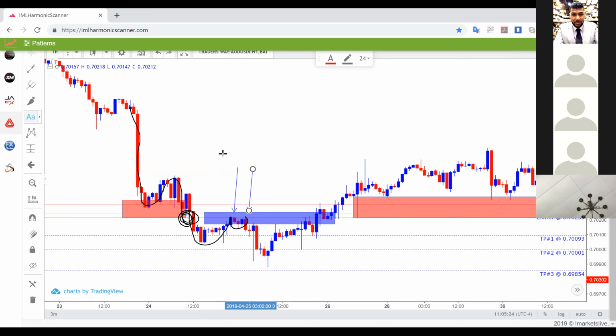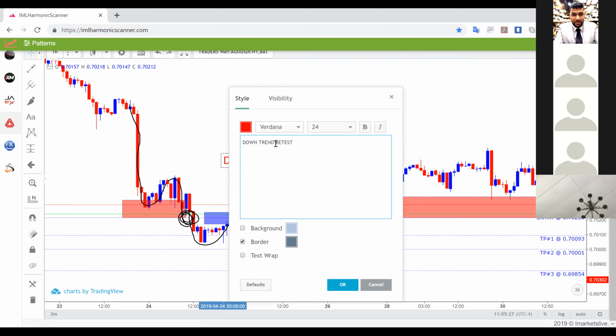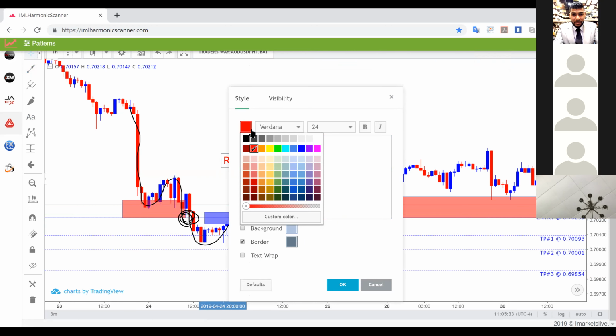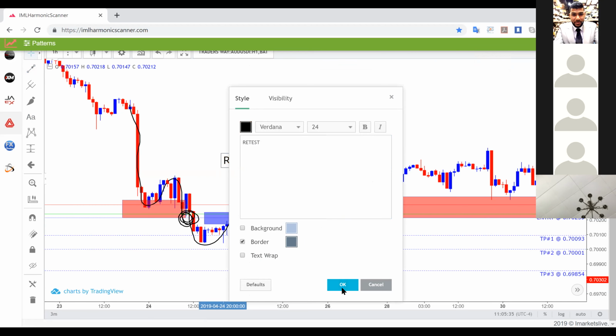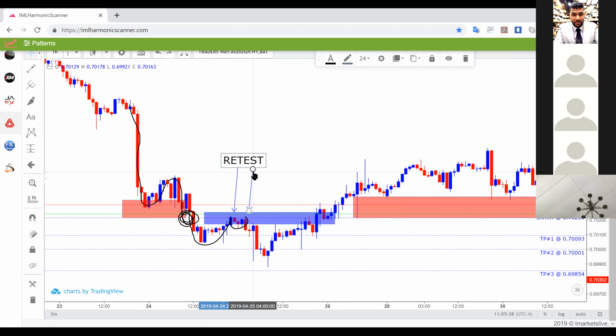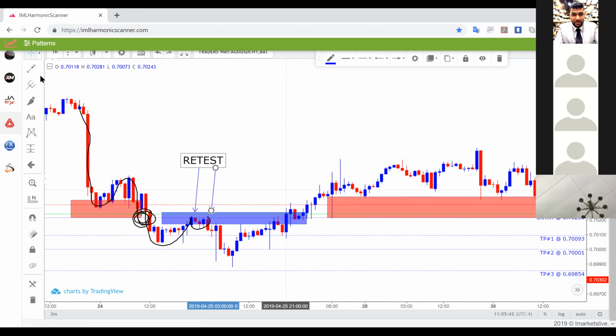Let me drop this in there. I'll do this one in black just to keep it simple. This is your retest. Guess what? Look at it. Same thing here. Price came back up to this point. Check this out.